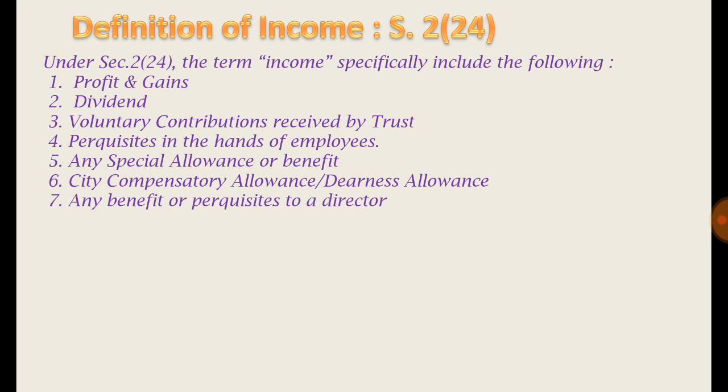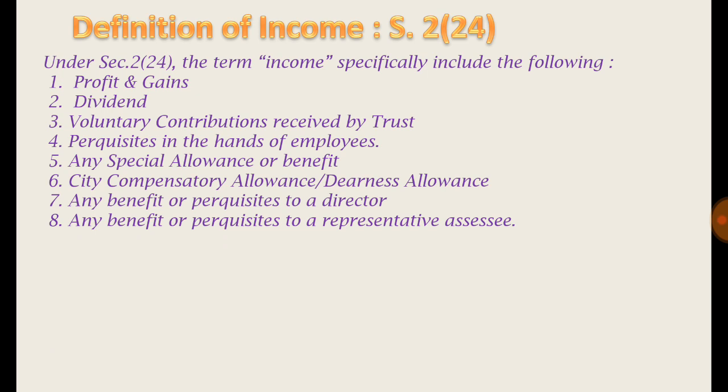Then any benefit or perquisites to directors. Directors are of two kinds: the founding directors, who are responsible for the management and who can indirectly be called the owners of that company, and certain directors who work as invitee directors. In such circumstances the director may get some allowances, and these allowances are also considered income.